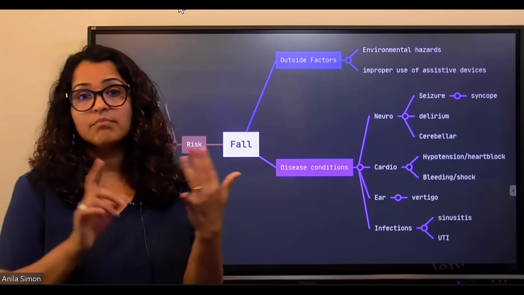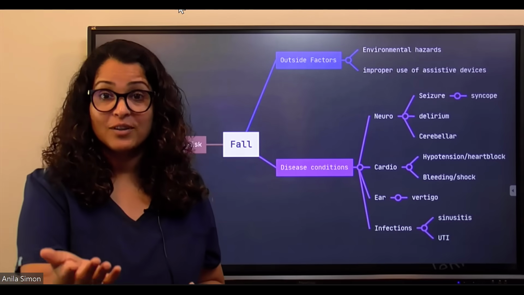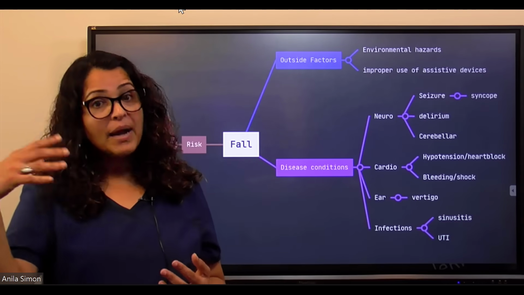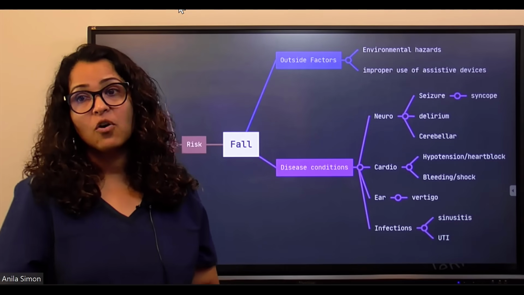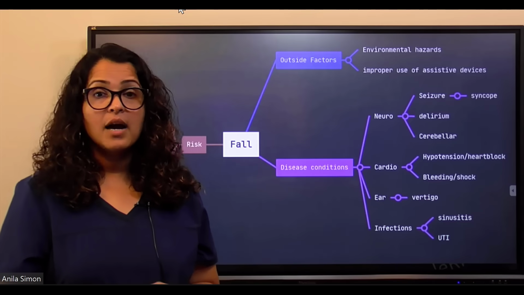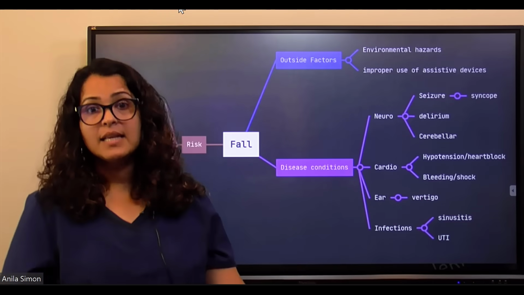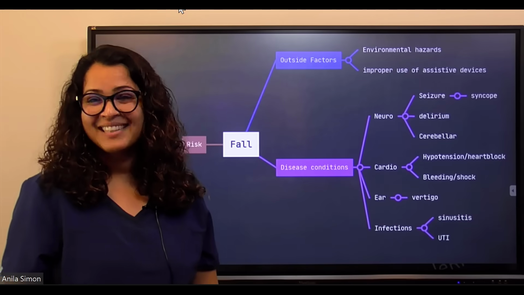Cardio, like maybe they have hypotension, or orthostatic hypotension specifically, and they might get so dizzy and fall. Or maybe they have heart block, complete heart block, or they get so bradycardic that they get dizzy and might just go down. So those kinds of things.